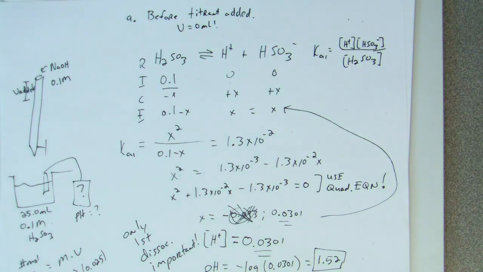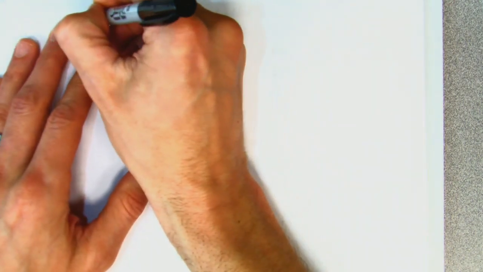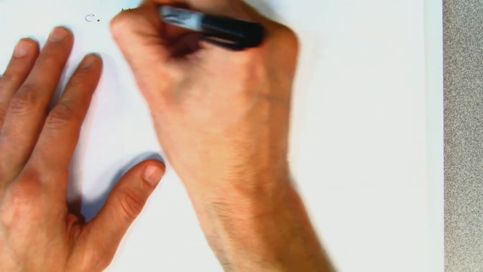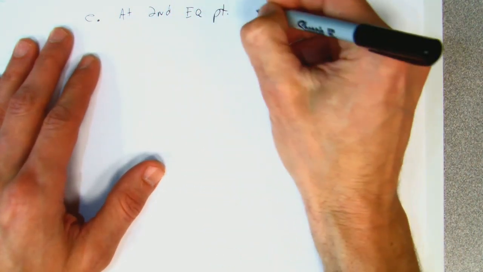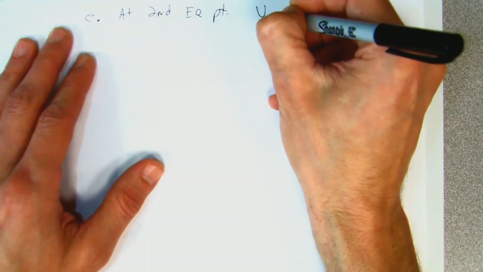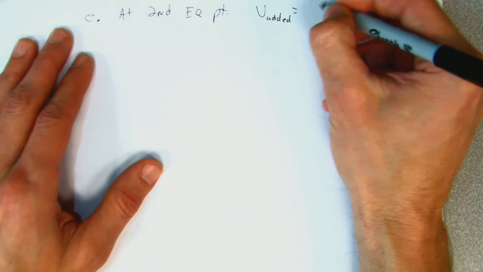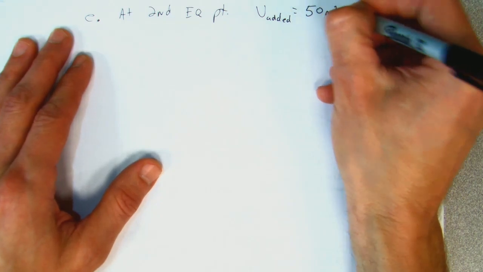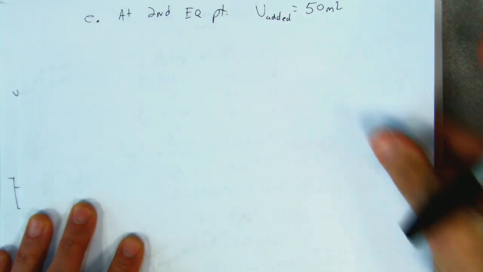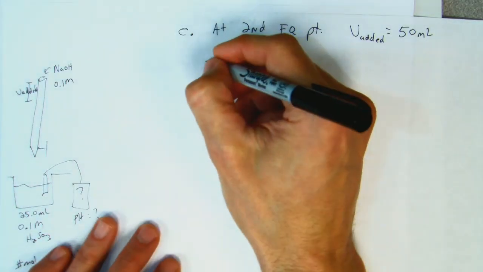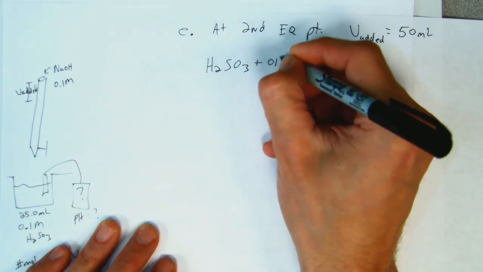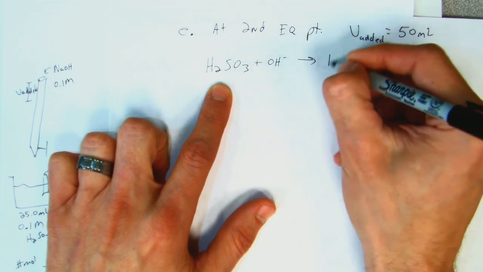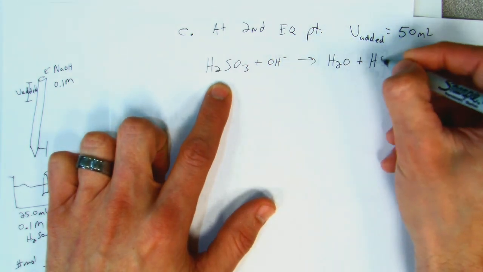Alright, so let's move on then. Now we're at section E of our curve, and this one's going to be right at the second equivalence point. To consider this, we need to come up with a particular volume that we've added, and I'm going to say that's right at 50 milliliters, okay? So again, we start exactly the same way we've been doing all these other times. We titrate our weak acid with OH to make water and the HSO3 minus.